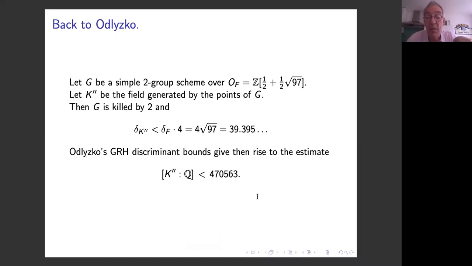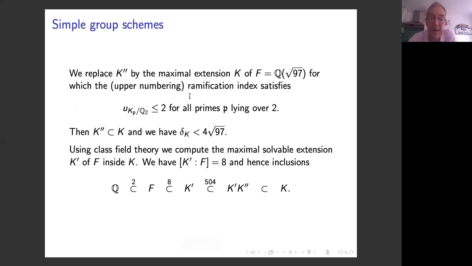So I want to control number fields that are extensions of Q(√97) and are unramified outside 2 and have root discriminant at most this. And basically, I look at the maximal possible such number field. And you cannot really phrase that in terms of the root discriminant, but in terms of some ramification index, which I will ignore for now. So I look at the maximal extension of the field Q(√97), for which a certain ramification index satisfies this. And this is in fact what Abrashkin and Fontaine proved. And it implies that the root discriminant is at most this, but this behaves better.